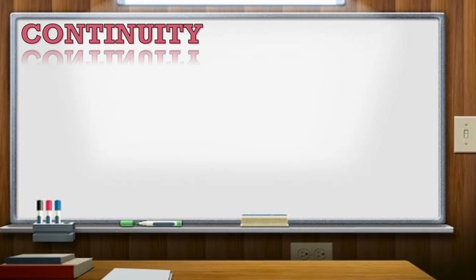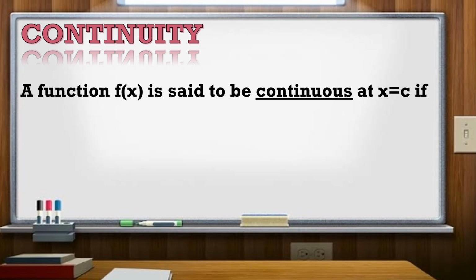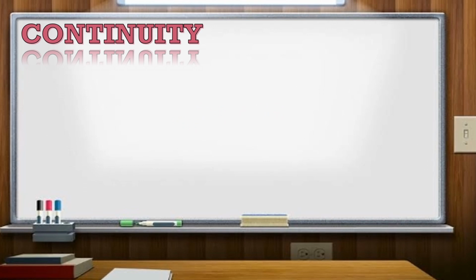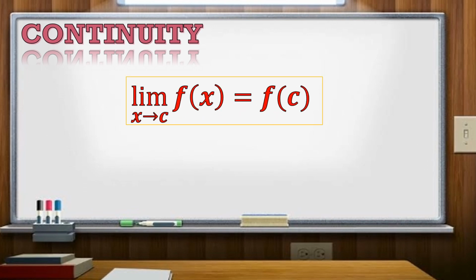It says here, a function f of x is said to be continuous at x is equal to c if the limit of your function as x approaches c is equal to f of c. And also, a function is said to be continuous on the interval if it is continuous at each point in the interval. Masasabi natin that the function is continuous at x is equal to c, then the limit of your f of x as x approaches c is equal to f of c. That is by direct substitution.